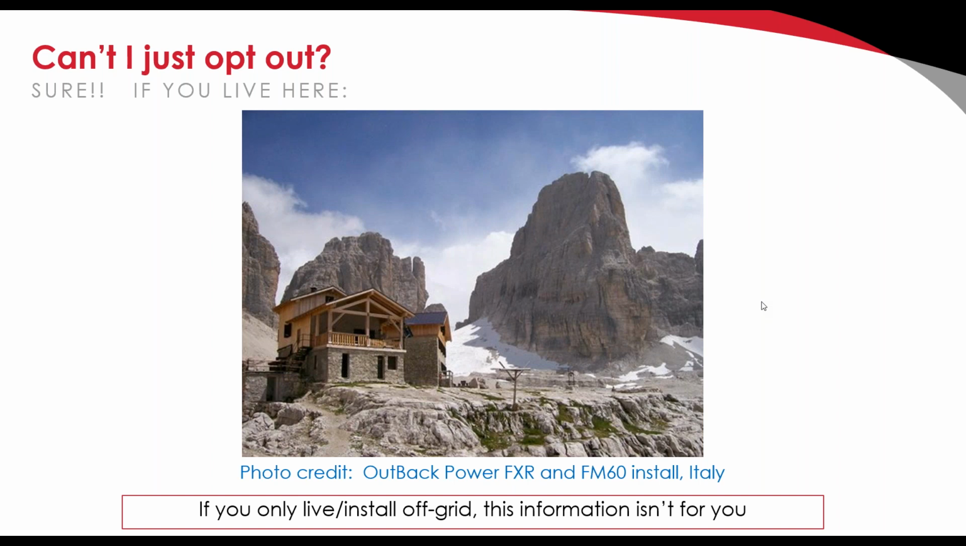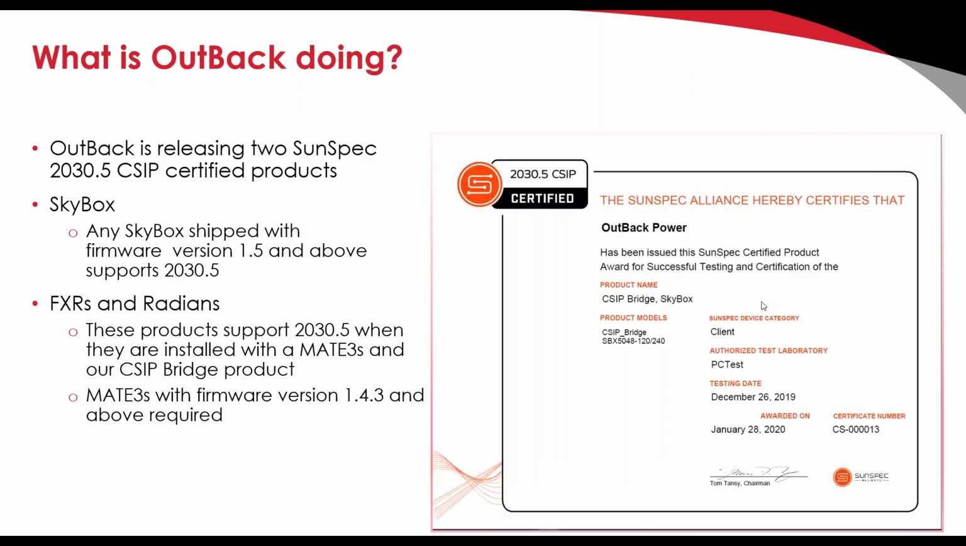So what's Outback Power doing? Well, we're releasing 2 SunSpec 2030.5 CSIP certified products. And those are Skybox. So any Skybox shipped with firmware version 1.5 and above supports 2030.5 communications. And then we're also releasing a CSIP Bridge product. That's going to enable FXRs and Radians with a Mate 3S to support this new communication protocol. And they're going to need to have Mate 3S firmware version 1.4.3 and above in order to do that.